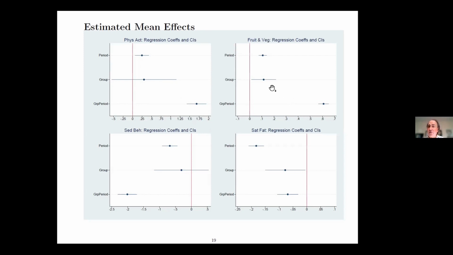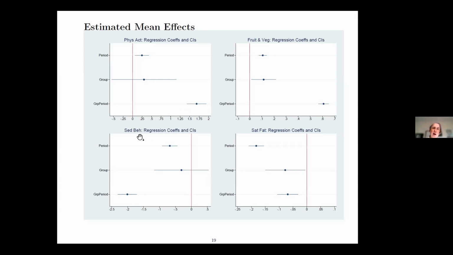Turning to fruits and vegetables, we get a similar kind of pattern. Again, there's a period effect for the non-targeted group. They are in fact increasing fruit and vegetable intake. There's a bit of a difference between the groups at baseline, but there's a very strong group by time interaction, meaning that if they were targeted to increase their fruit and vegetable intake, they did so across the 3 time periods to a much greater extent.